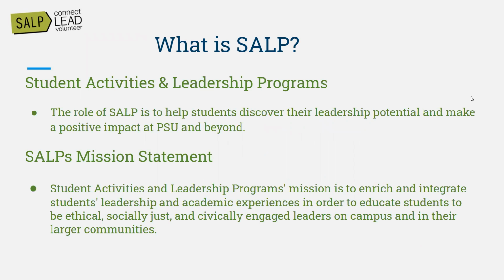Let's start by talking about what is SALP. So SALP is also known as Student Activities and Leadership Programs. And the role of SALP is to help students discover their leadership potential and make a positive impact at PSU and beyond. Student Activities and Leadership Programs' mission is to enrich and integrate students' leadership and academic experience in order to educate students to be ethical, socially just, and civically engaged leaders on campus and in the larger community.